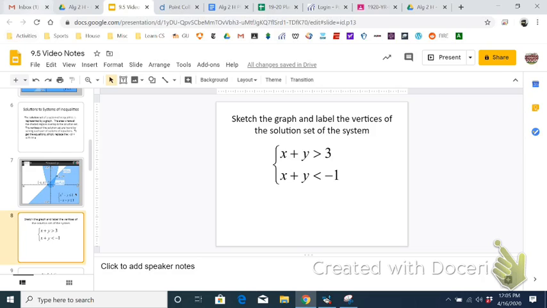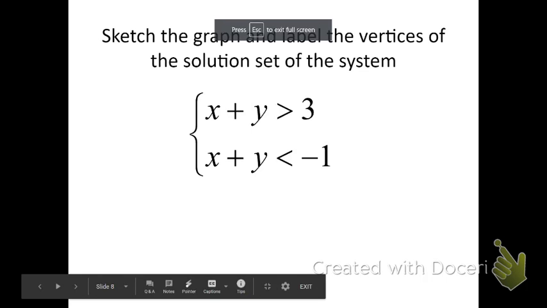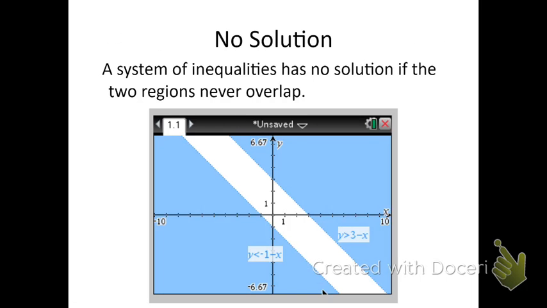Alright, here's another system here. So x plus y is greater than 3, and x plus y is less than -1. Now look what happens when we shade these two. They shade in opposite directions, so that means there's no solution.